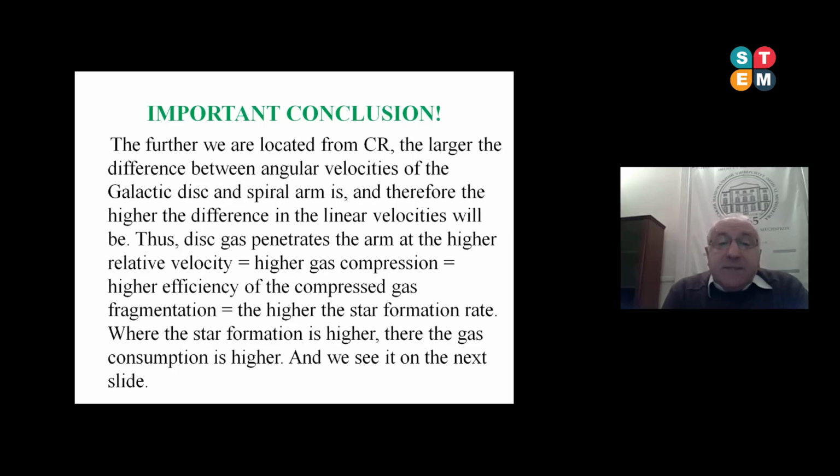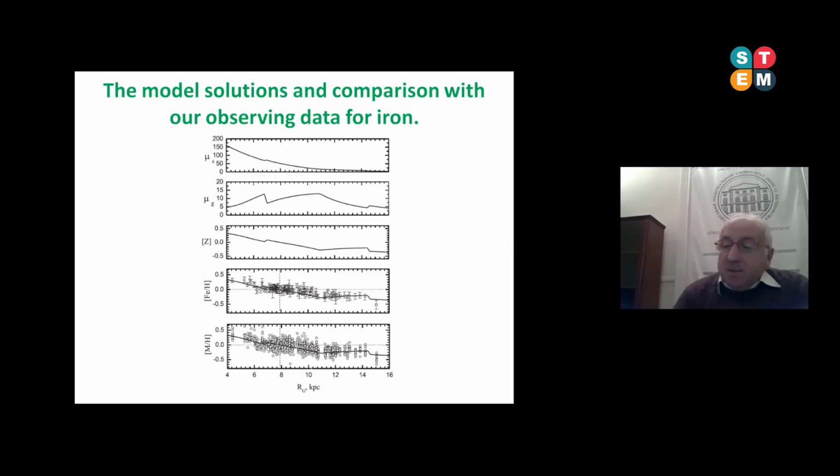Thus, the gas from the disk penetrates the arm at a higher velocity. So the higher the velocity, the higher the gas compression, and the higher the efficiency of the compressed gas for fragmentation. The higher the star formation rate, of course. Where the star formation is higher, the gas is consumed more quickly. And we see this on the next slide.